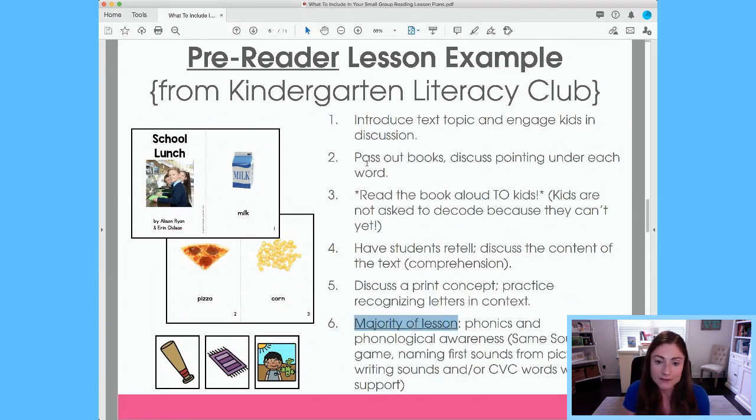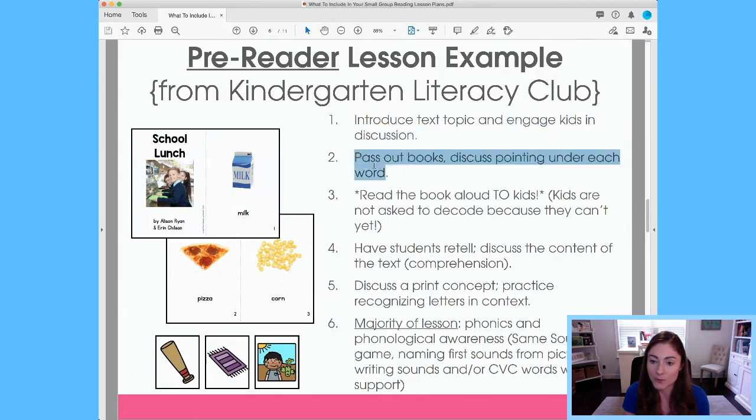I'll introduce the text topic. So like for this one from the Kindergarten Literacy Club, the topic was just school lunch, which is really meaningful for kids at the beginning of the year. Maybe they're bringing a lunch or getting a lunch for the first time. So I engage them in discussion. We work on developing oral language, vocabulary related to school lunch.